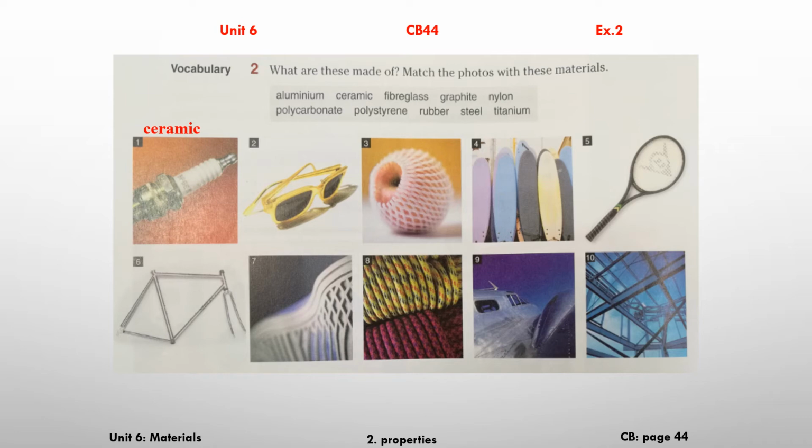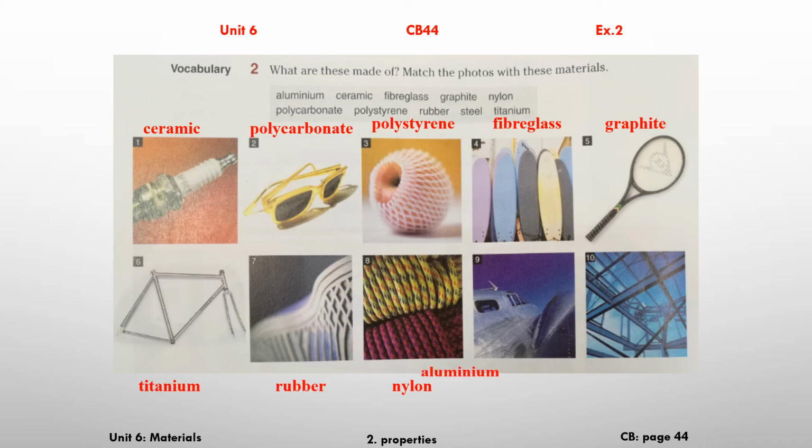Okay, now let's check the answers. Number 2, what is it made of? It's made of polycarbonate. 3, polystyrene. 4, fiberglass. 5, graphite. 6, titanium, rubber, nylon, aluminum, and finally steel.